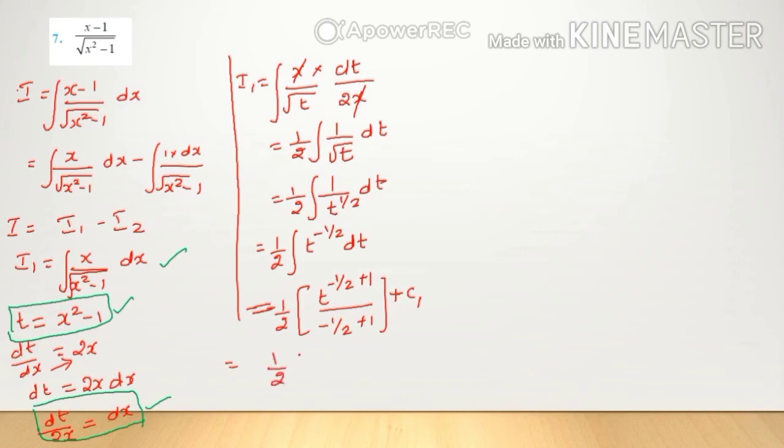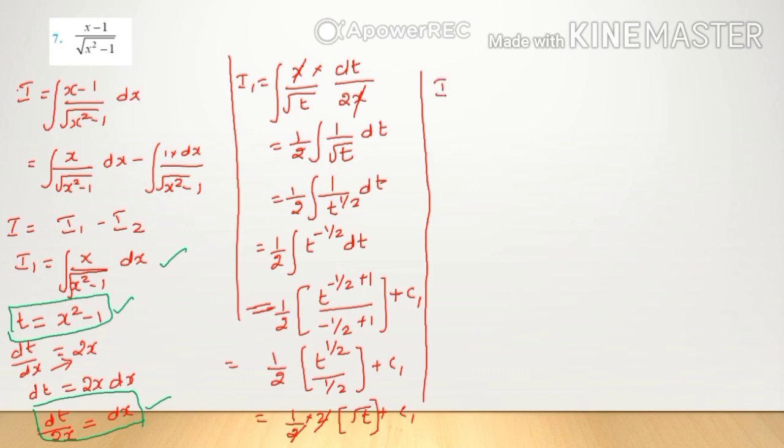So 1 by 2 into t power minus half plus 1 is half, divided by minus half plus 1 is half, plus c1. So now this 1 by 2 gets reciprocal and we are left with 1 by 2 into 2 t power half. It is nothing but square root of t plus c1. So 2 and 2 get cancelled. We are left with root t. I1 is equal to root t plus c1. So t value is nothing but x square minus 1. So square root of x square minus 1 plus c1 is the I1 value.